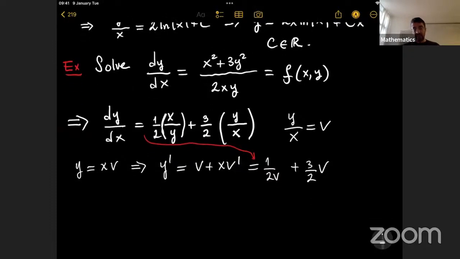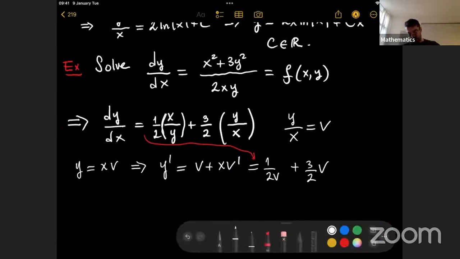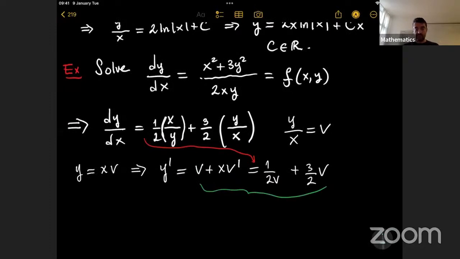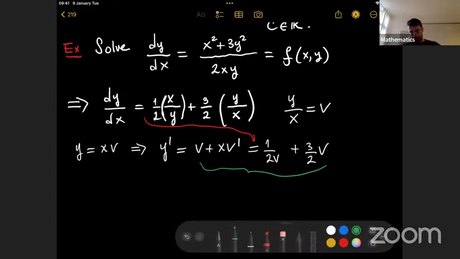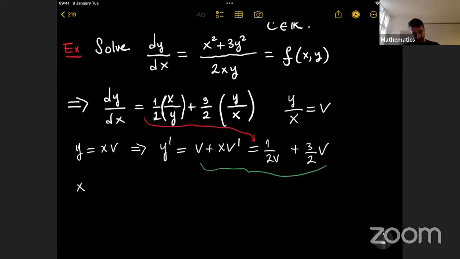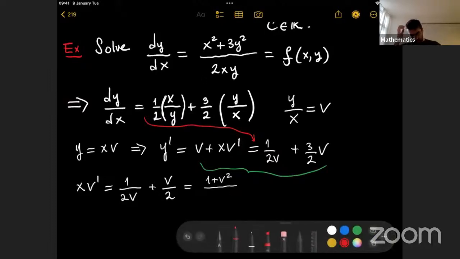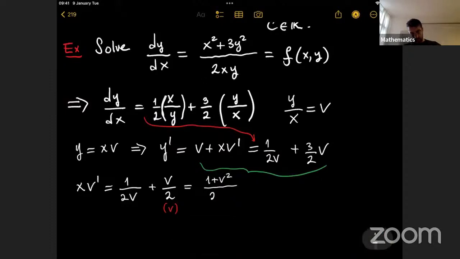All right. So basically in this equation here, we get rid of y. We write everything in v. So let's organize this. X times v prime is equal to 1 over 2v plus, we take v to the other side, it's v over 2. Let's keep it like this first. This is equal to what? Let's equalize the denominator. So it's going to be 1 plus v squared over 2v. Basically we multiply this with v.